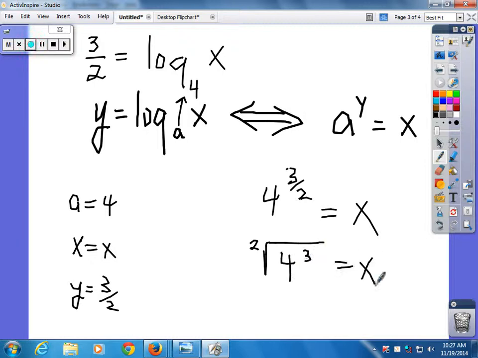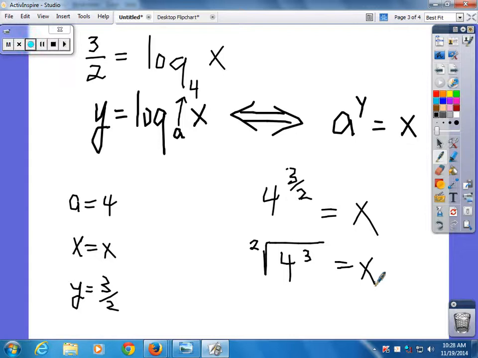Now, how many different ways can you do this? You can say 4 times 4 times 4 is what? 64, and take the square root of 64. Or you can take the square root of 4 and raise it to the third power. Either way, you're going to get what? 8. It's kind of hard to mess this up, but y'all will find a way.